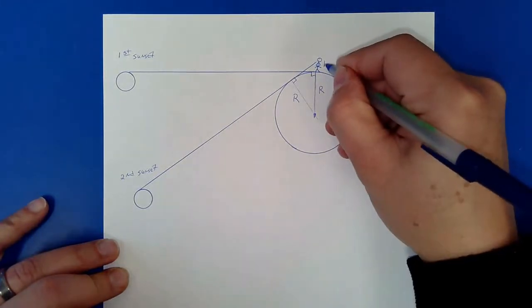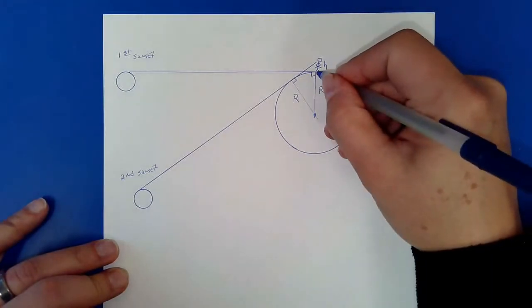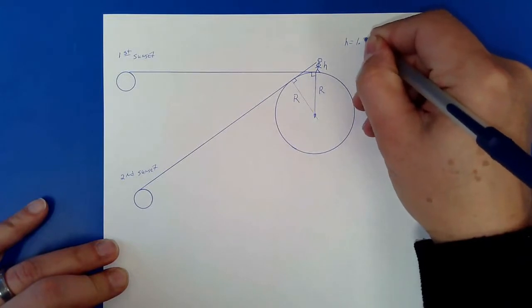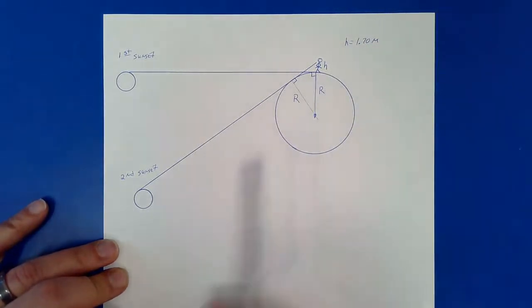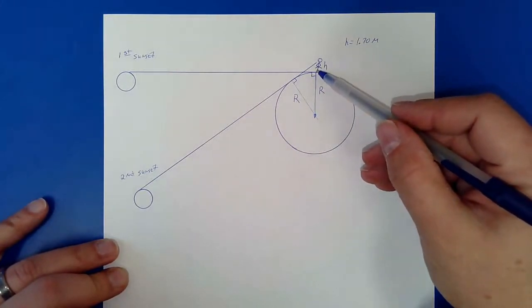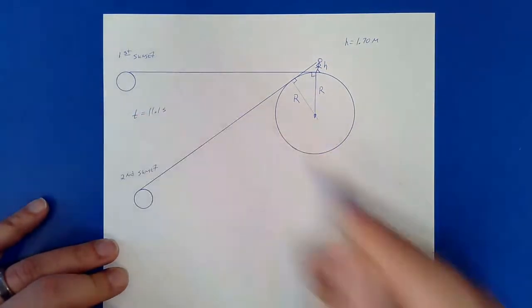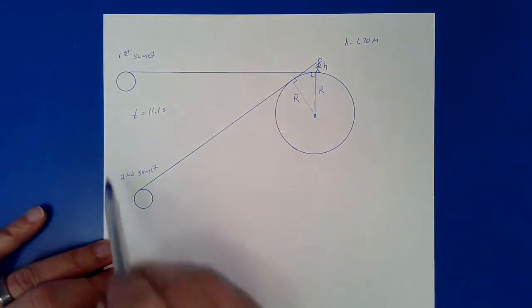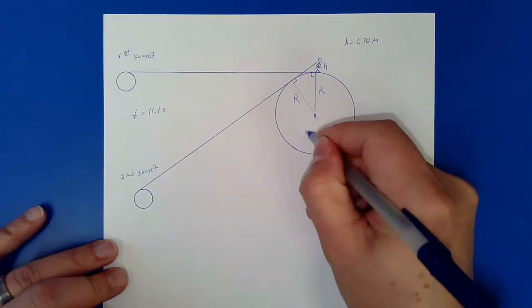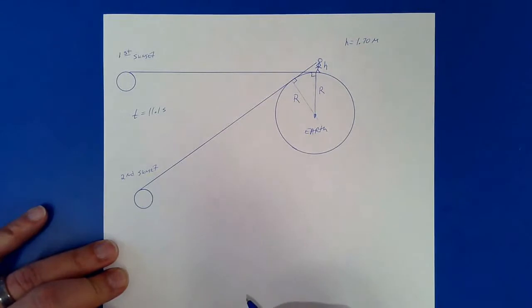And there's the height of the person. In this problem, we were given the height of the elevation to their eyes for the second sunset as 1.70 meters. We were also told that the time between sunsets was 11.1 seconds. Using this information, we want to figure out the radius of the Earth. That was the problem presented to you.